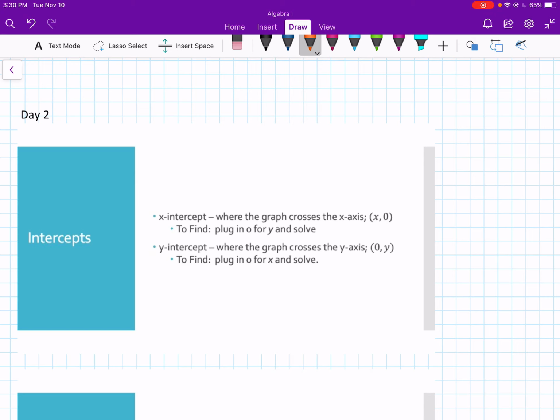This is section 2.3, standard form, day 2. Today we're going to talk about how to graph equations in standard form. And to do that, we're going to need to know what an x-intercept and a y-intercept is.